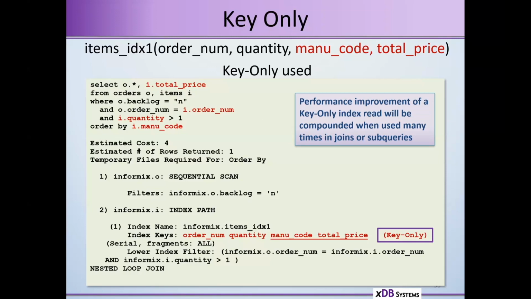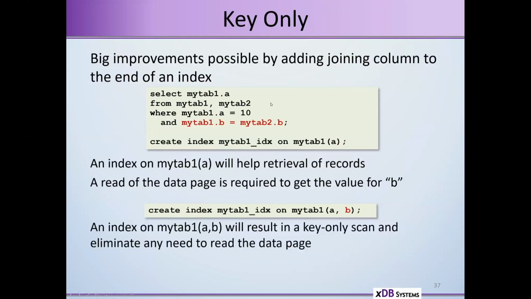So key only scans are good. Now, one thing that we often end up doing is when we're reading a table that then goes on to join to another table, we may not need any other columns from that table. So we can achieve a big performance improvement by getting that key only scan, by including the column that we need to join to the next table into the index.